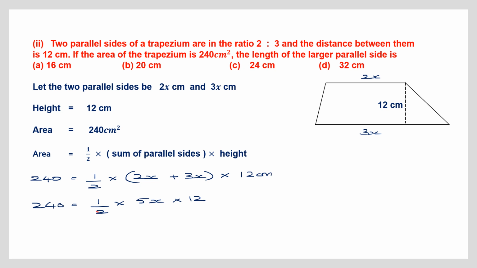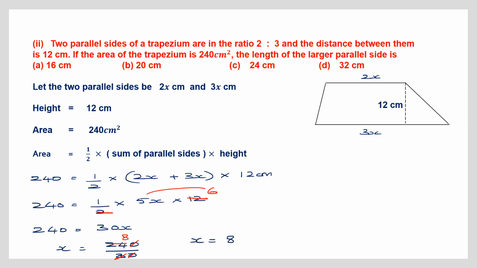Now cancel. 2 6's are 12. Now what do we have? We have 240 equals, now let's multiply here 5 into 6. 5 6's are 30, 30x. Now we can find the value of x. X is equal to 240 divided by 30. First we can cancel the zeros, then 24 and 3. 3 8's are 24. So now we have found the value of x. X is equal to 8.